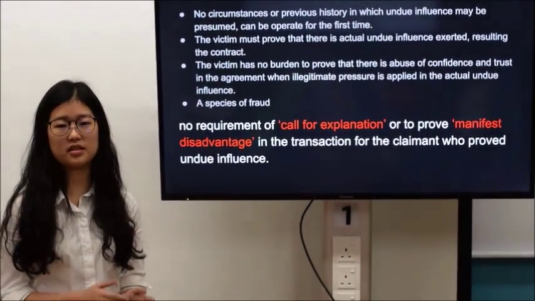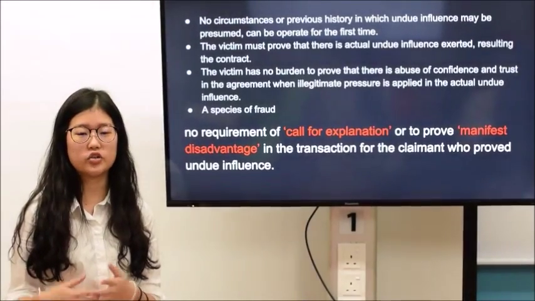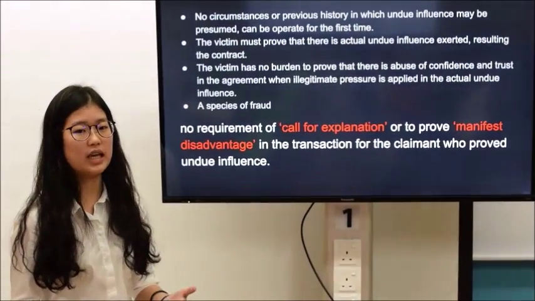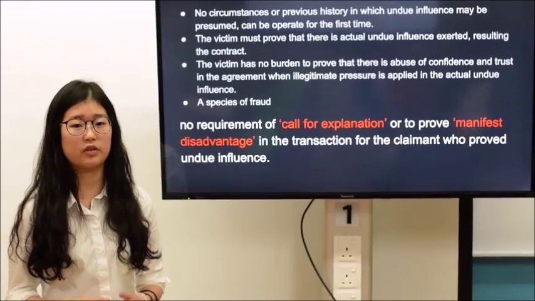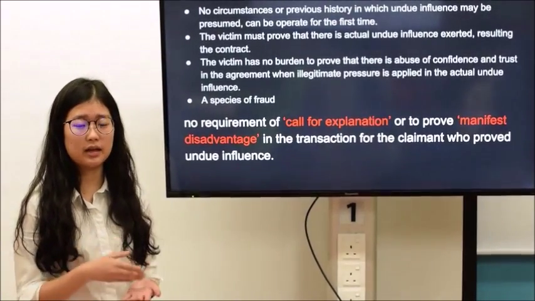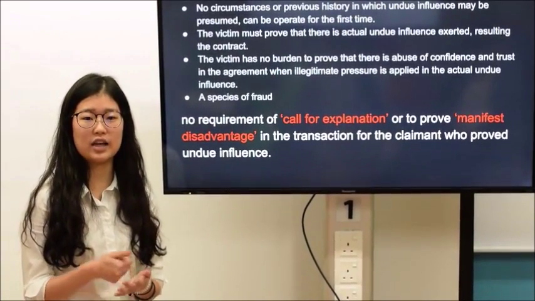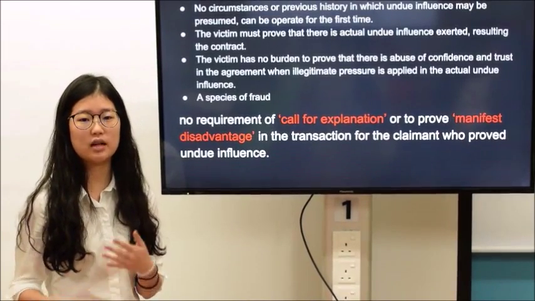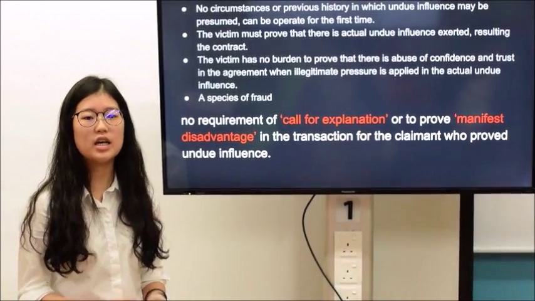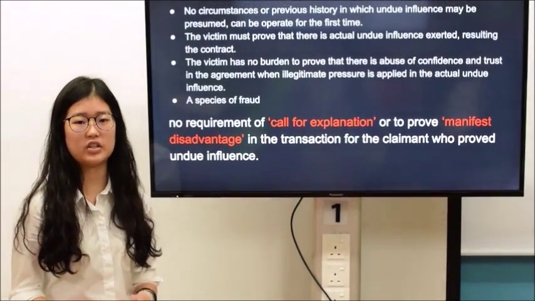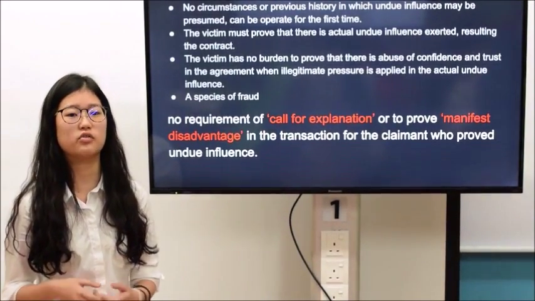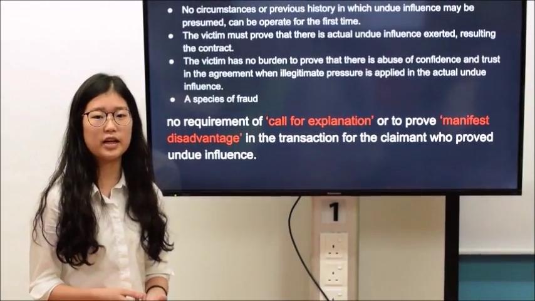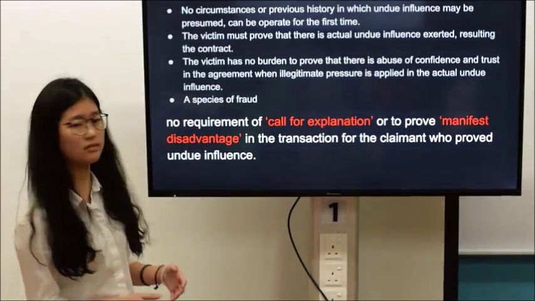There are no circumstances or previous history in which actual undue influence may be presumed. Actual undue influence can be operated for the first time. The victim must prove that actual undue influence was exerted, resulting in the contract. However, the victim has no burden of proof that there is abuse of confidence and trust in the agreement when illegitimate pressure is applied in actual influence.